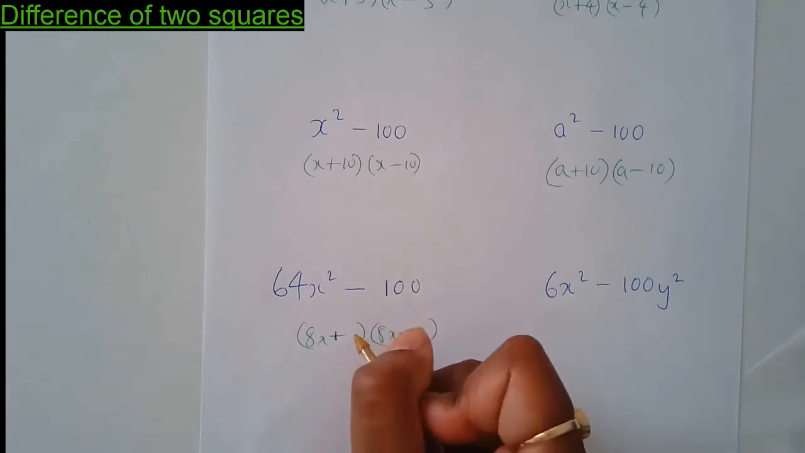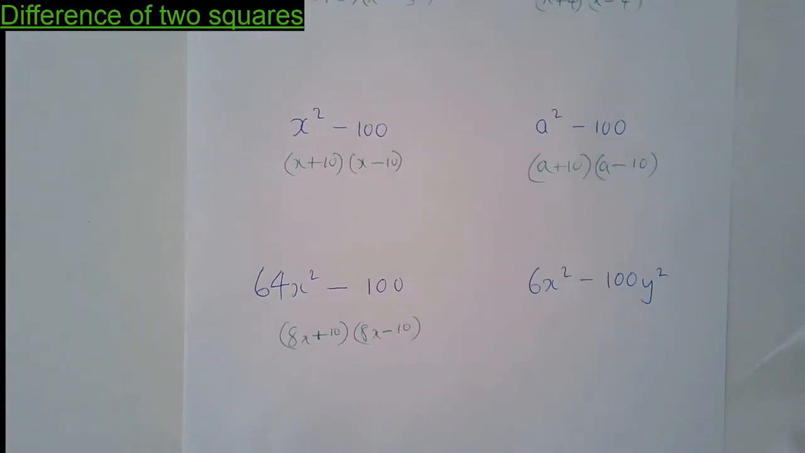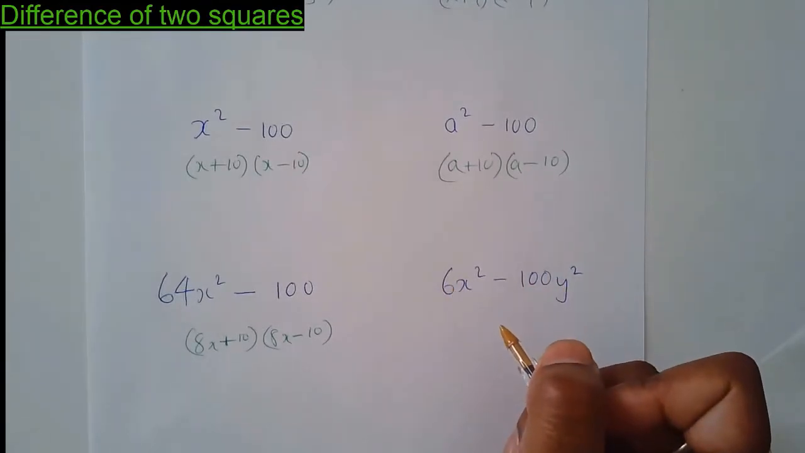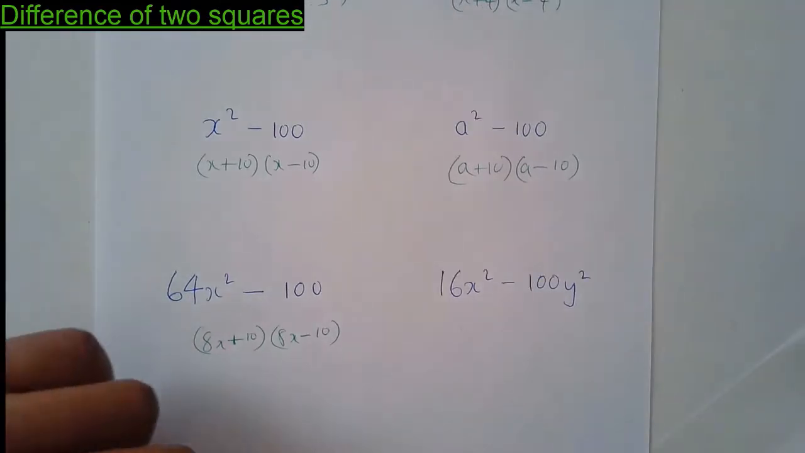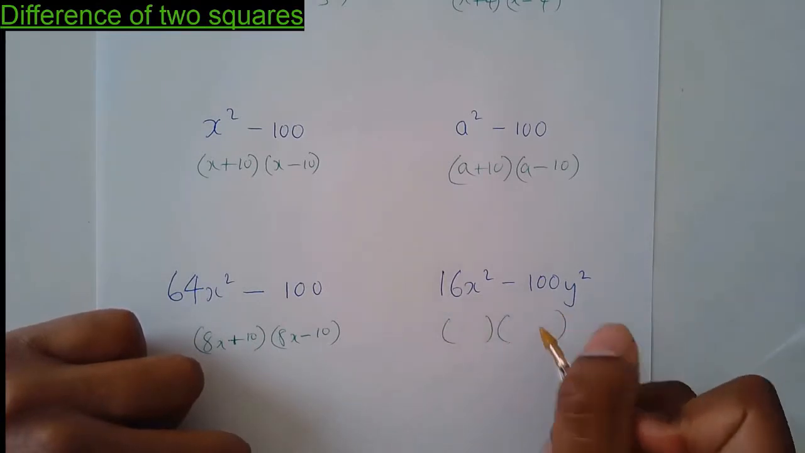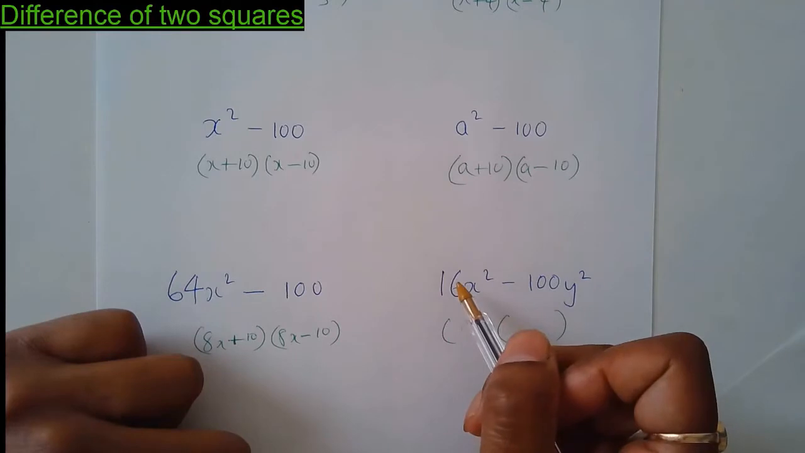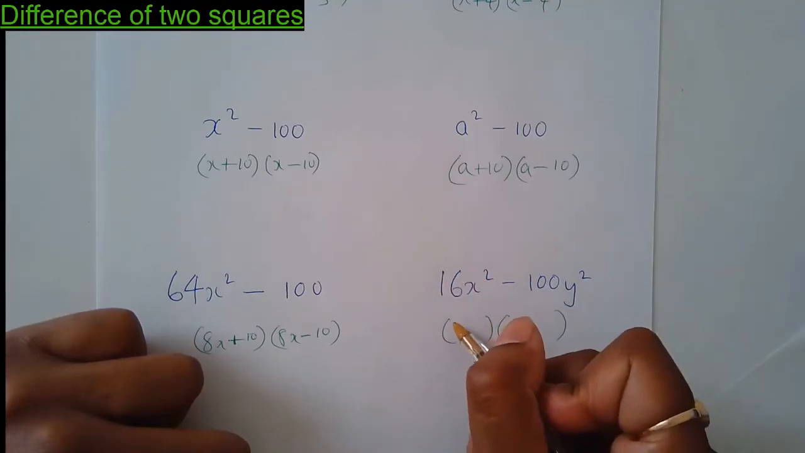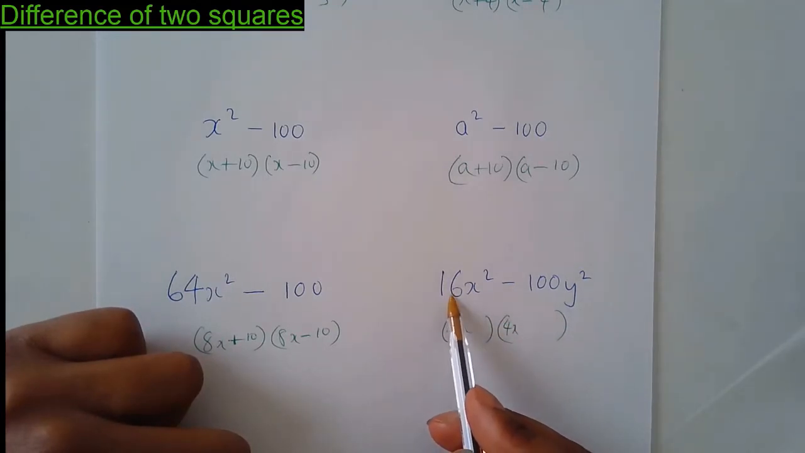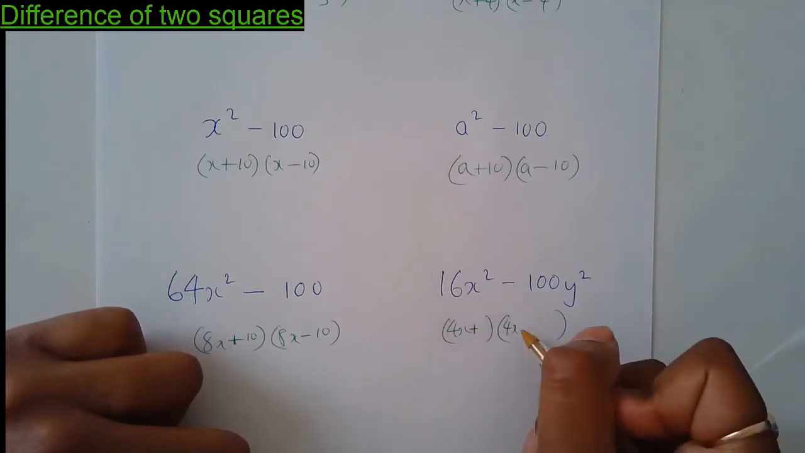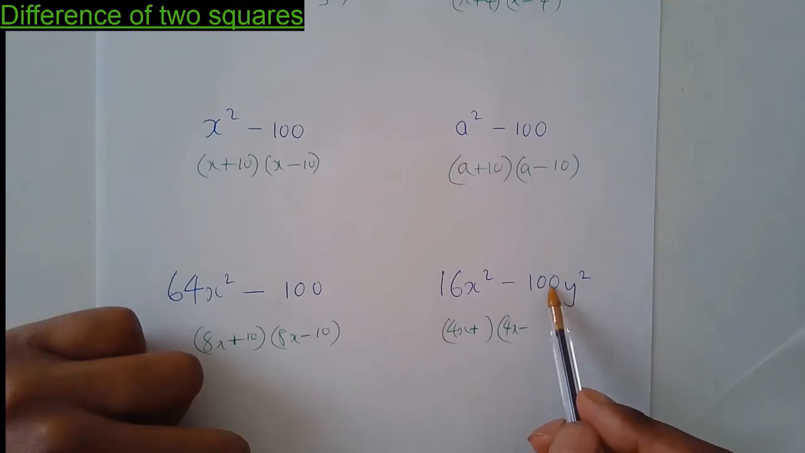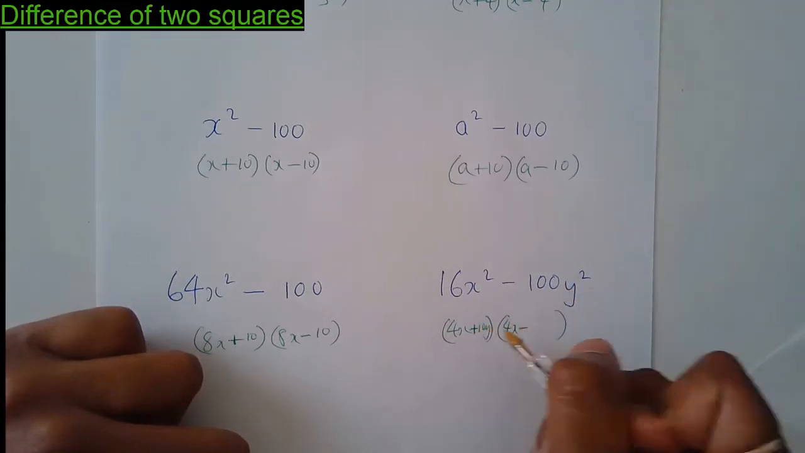Square root of 100 is 10. Put the 10 there and 10 there. Difference between two squares, everything's squared. This one here, everything's squared. Square root of 16 is 4. It'll be 4x and 4x. Look, 4x times 4x gives you 16x squared. Don't forget the plus and minus. That one there, square root of all of that, well, square root of 100 is 10. So you're going to have 10y here, 10y over there.